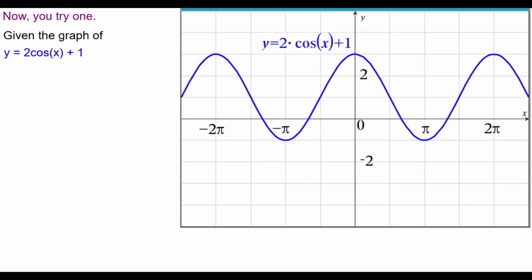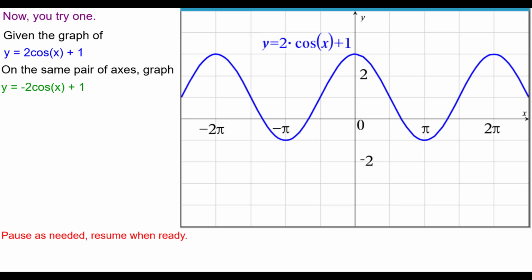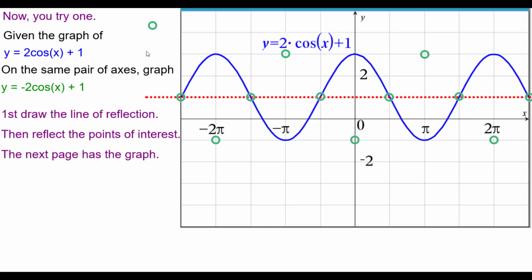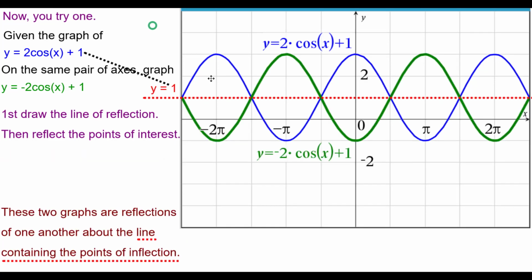Now you try one. Given the graph y equals 2 times the cosine of x plus 1, we'd like you to graph on the same pair of axes the graph of y equals negative 2 times cosine of x plus 1. Pause as needed. Resume when you are ready. And you can see we first draw the line containing the points of inflection, and then we reflect about that line. And our answer is this green graph right here.